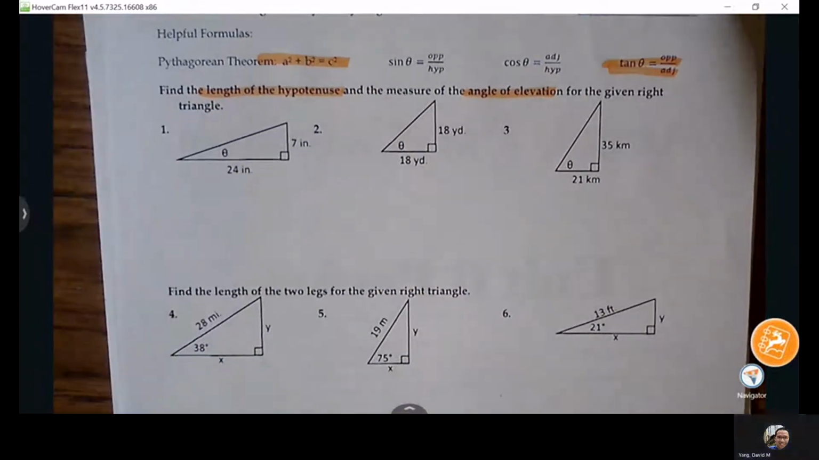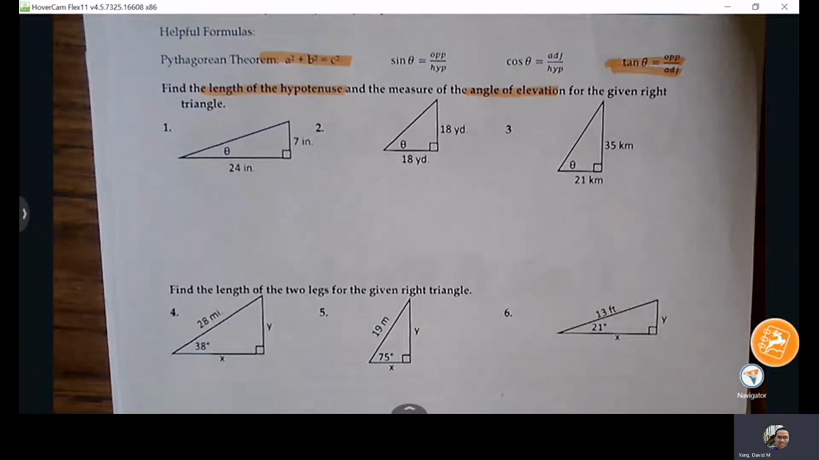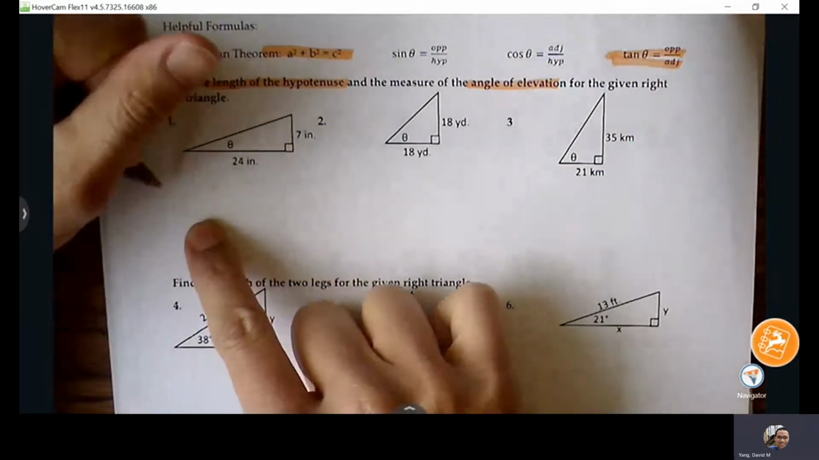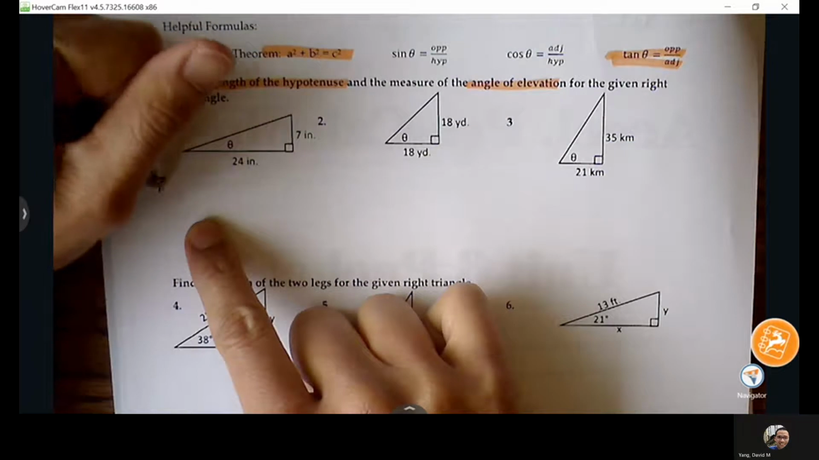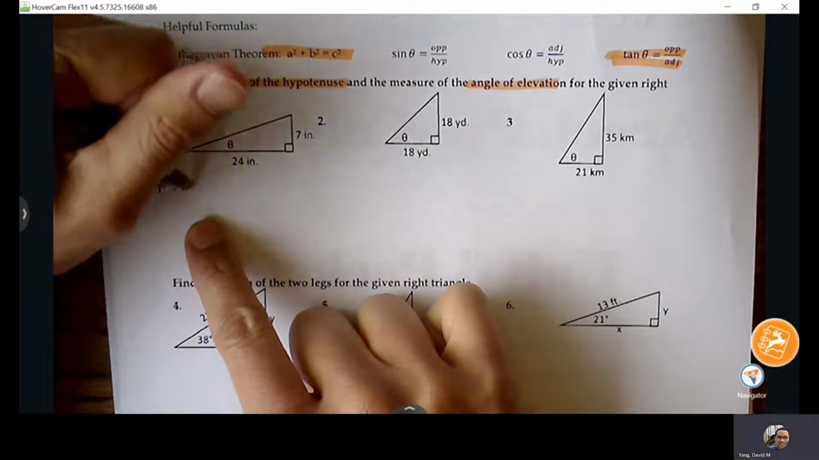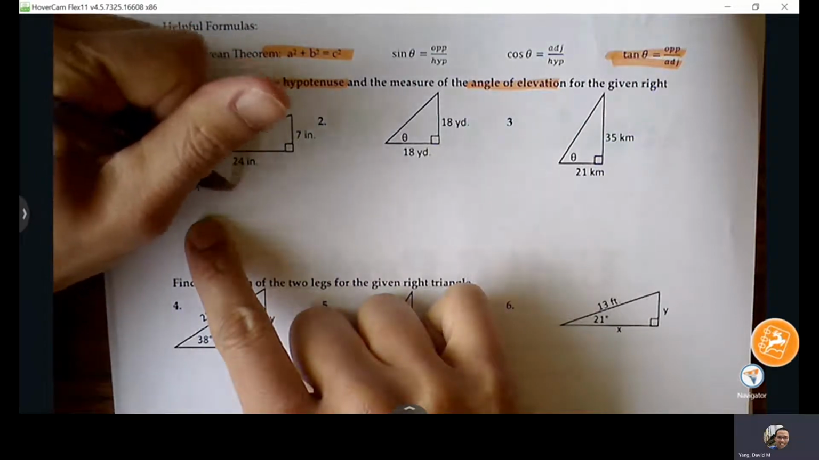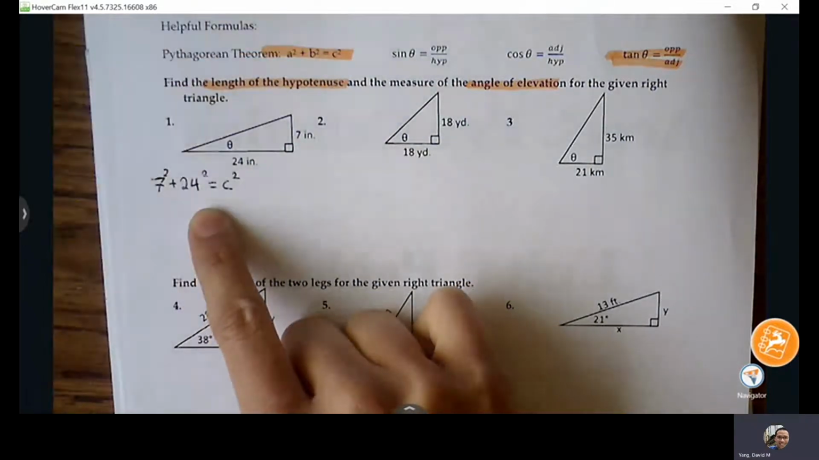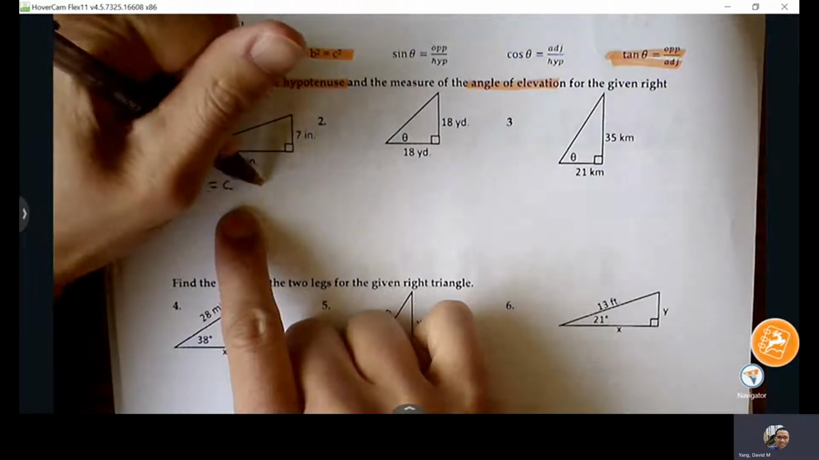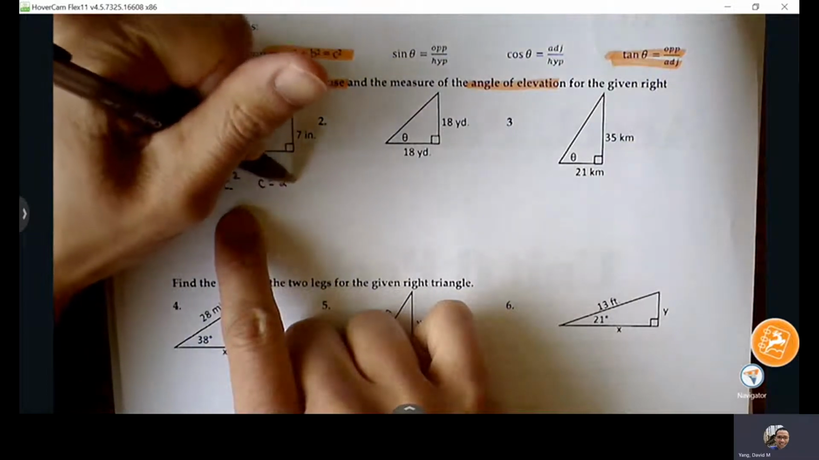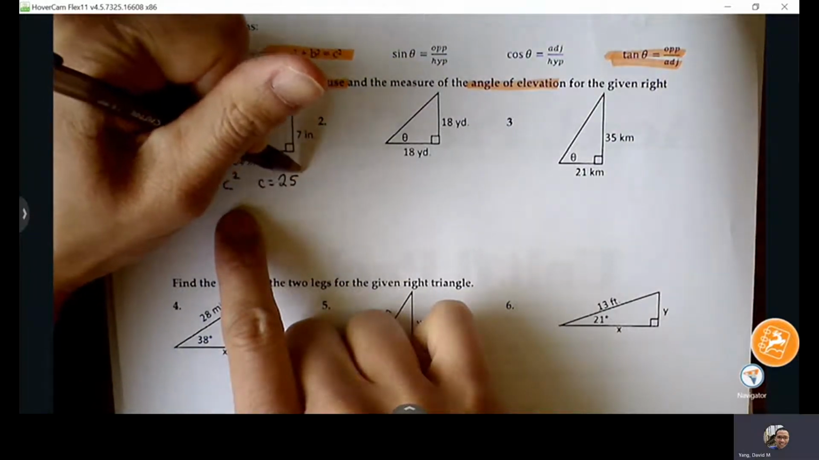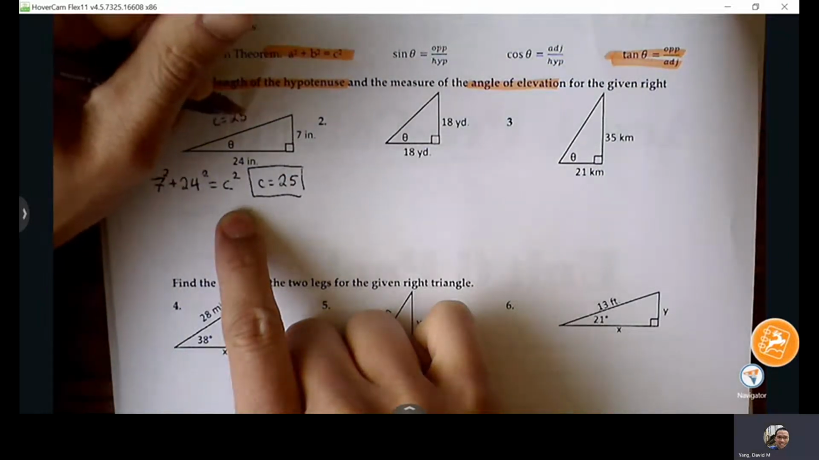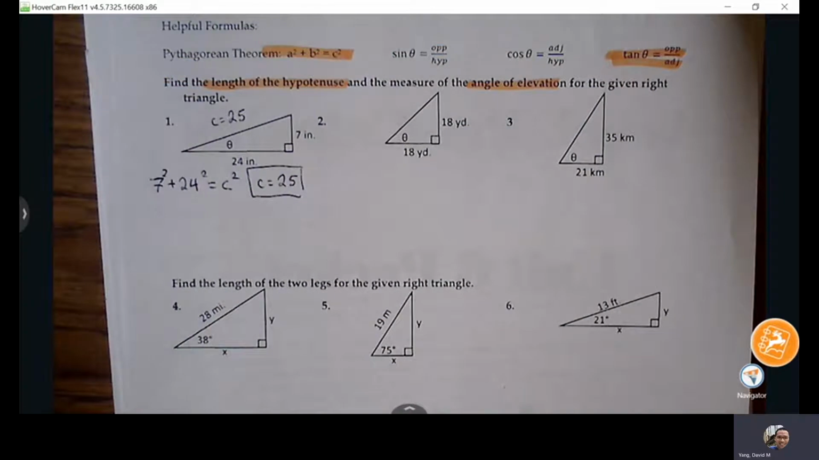Pythagorean theorem, a squared plus b squared, will give us the hypotenuse for a right triangle. Add that up, take the square root. Questions there?